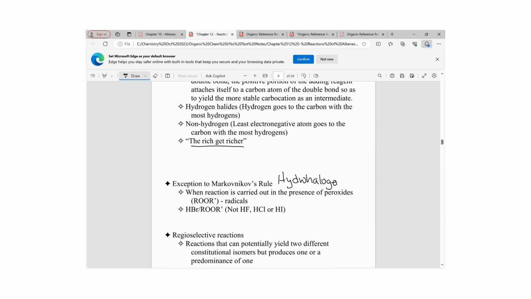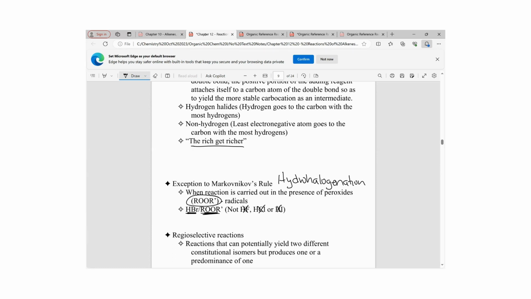But if you don't want it to go Markovnikov, you're going to have to do something special, hydrohalogenation. Okay, so these conditions, and again, we're going to do a radical mechanism, and I'm not going to show you the detailed mechanism, but you are going to see this. This is called a radical initiator. That is a peroxide. So the only one that's going to do it with is HBr. So HBr and a peroxide, okay, can't use HF, HCl, or HI.